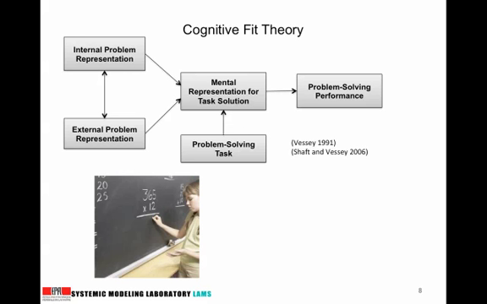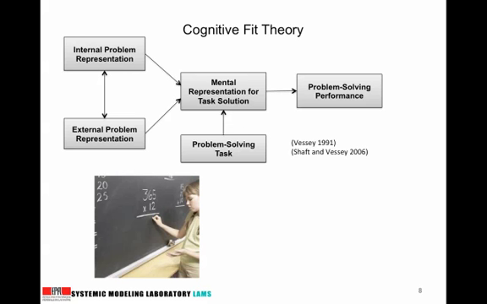Then this triggers the retrieval processes in our memory about, for example, the multiplication table. What is the multiplication result of 2 by 5? And then, for example, what is the numeric value of the symbol 2? And the mathematical arithmetic procedures for carrying out a multiplication task. So we use this external representation in order to retrieve those knowledge structures in our memory.